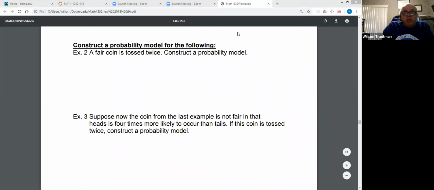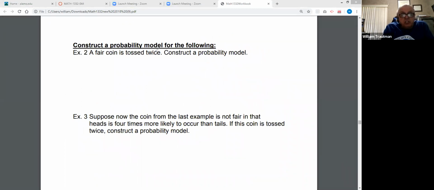Construct a probability model for the following. A fair dice is tossed twice. So we're going to toss 2 dice.